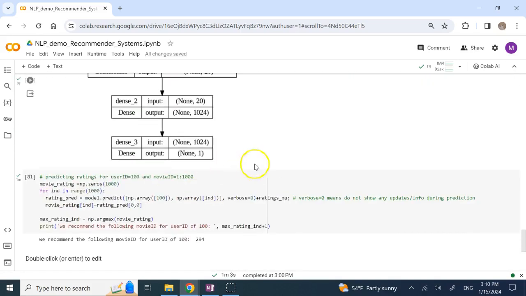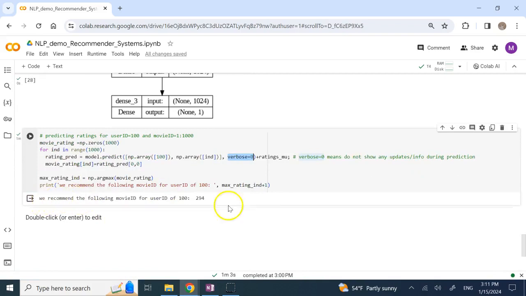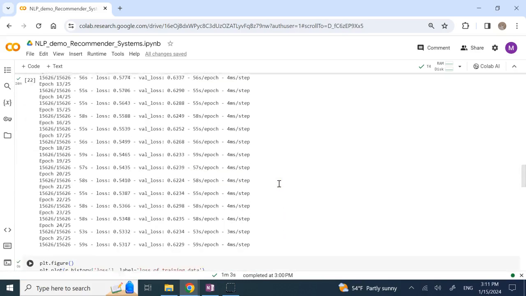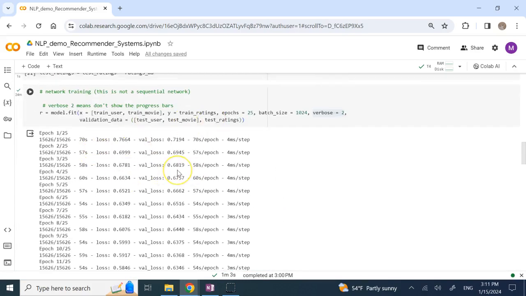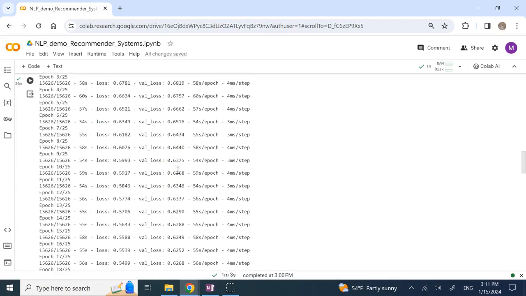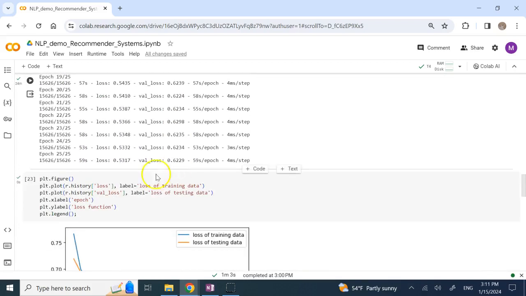I'll show you down here. You say verbose equals 0. That means, hey, don't show me anything. Just show me this final print if there is something. Okay, so you can basically control how much information and how many updates are shown. And this is a new thing, so I explained that.